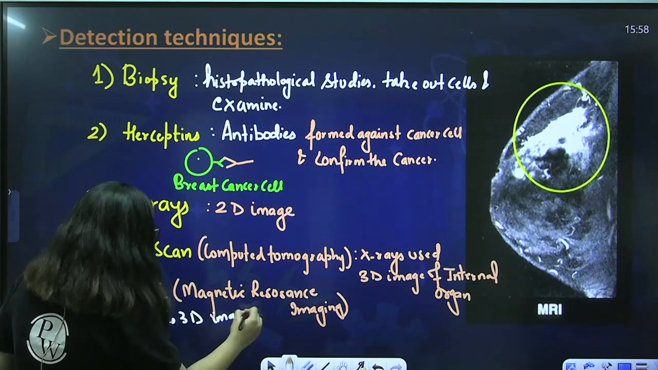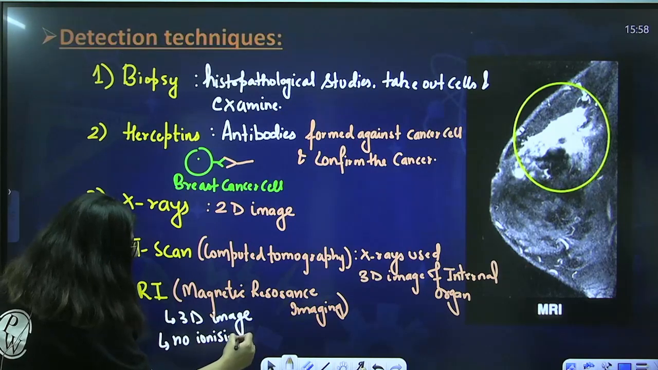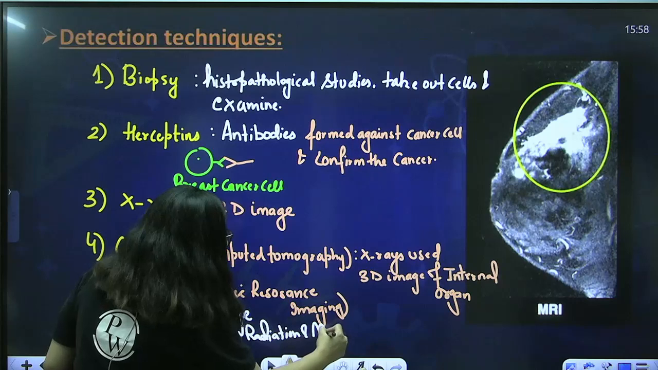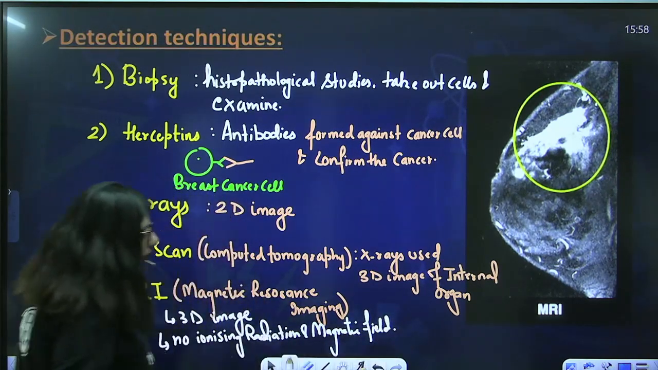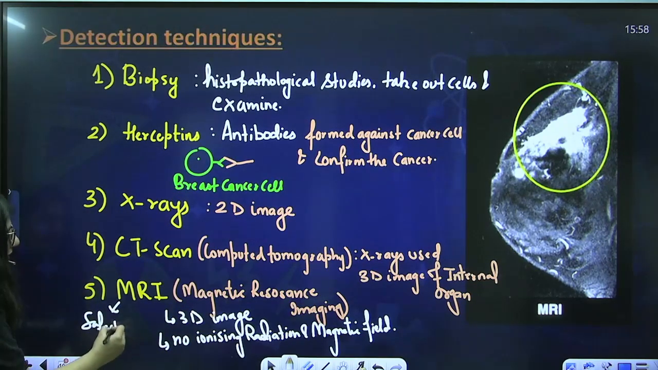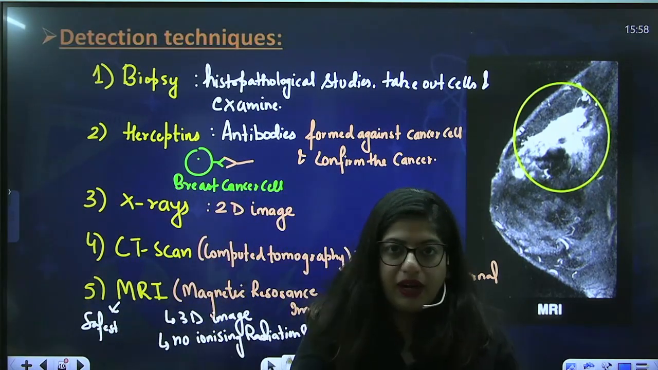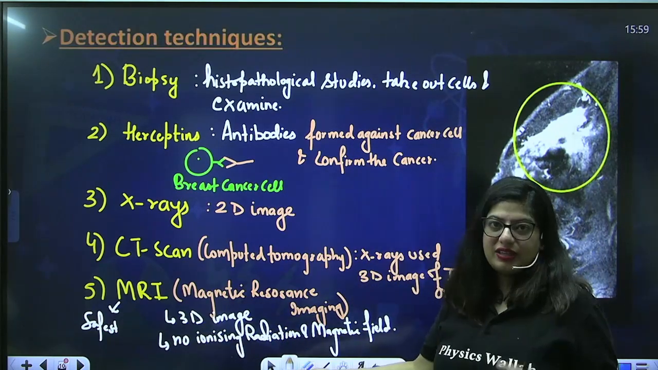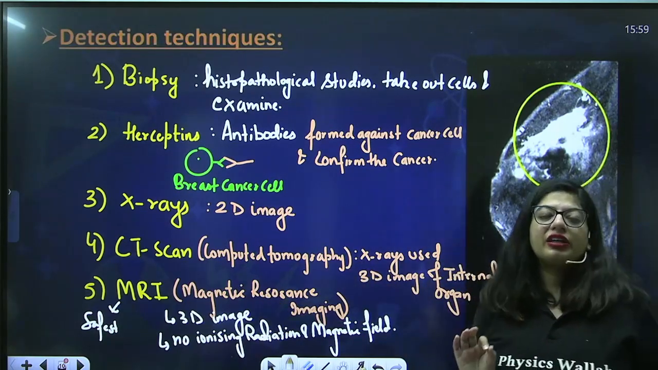But the difference is here you are using non-ionizing radiation and magnetic field to form the image. So MRI is considered the safest. Why? Because X-rays are themselves physical agents that cause cancer, so they are quite harmful, right? But this one does not use X-ray. It uses non-ionizing radiation and magnetic field to produce the image. So this is considered the safest technique to detect cancer.